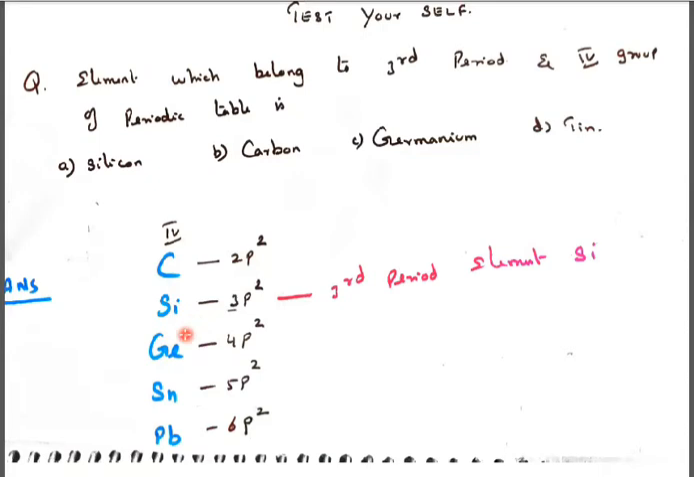Carbon carries 2p2, silicon carries 3p2, germanium carries 4p2, tin carries 5p2, lead carries 6p2. All of them belong to the fourth group family. But the third period is determined by the principal quantum number 3. So the third period element is silicon. This is the correct answer.